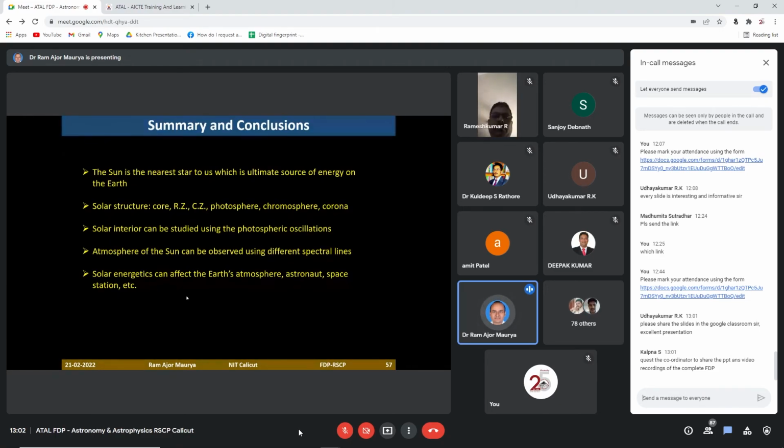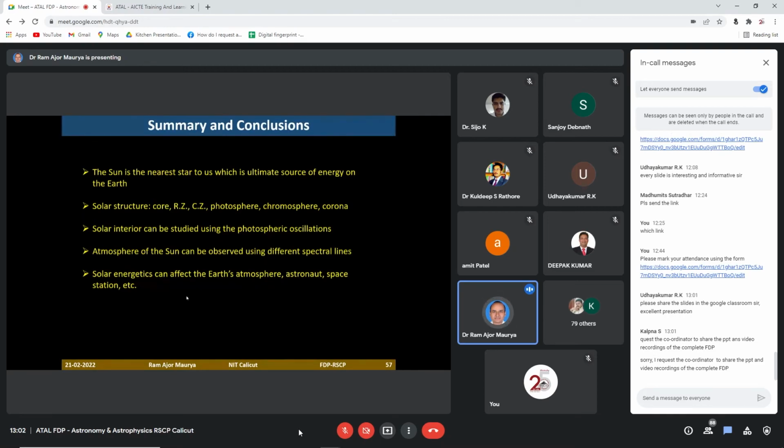And by studying the interior of the sun and its energetic activities, we can have a prediction about when some solar eruption is going to happen. Once we have a successful model, we can give prior information to astronauts in space. Also, we can save our space stations and other assets.